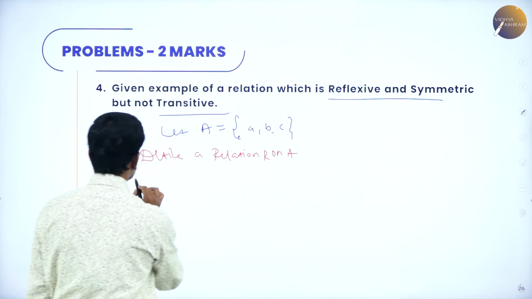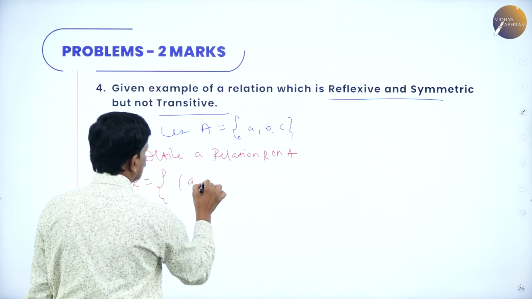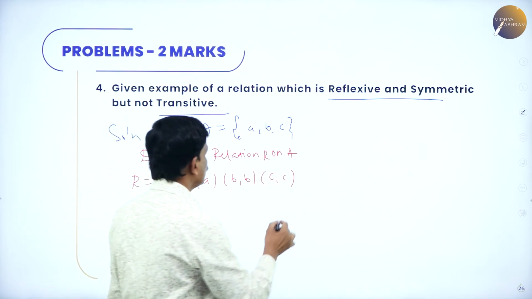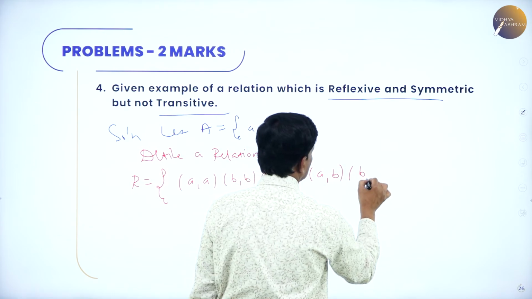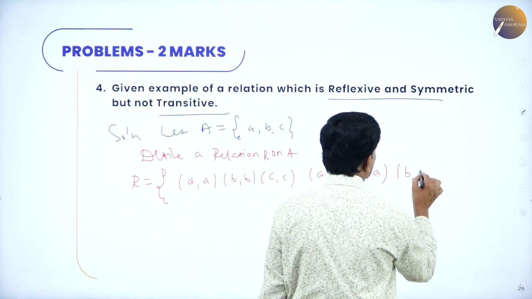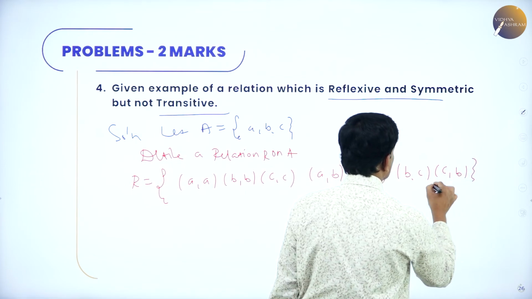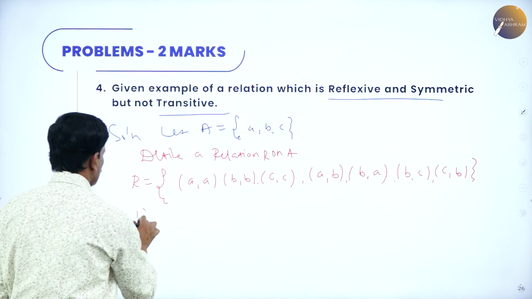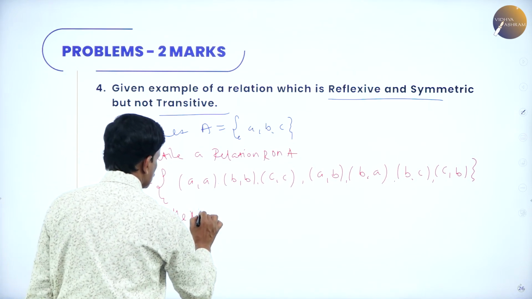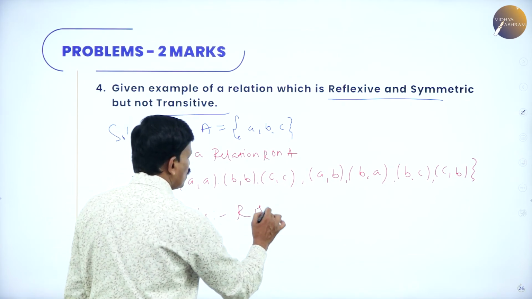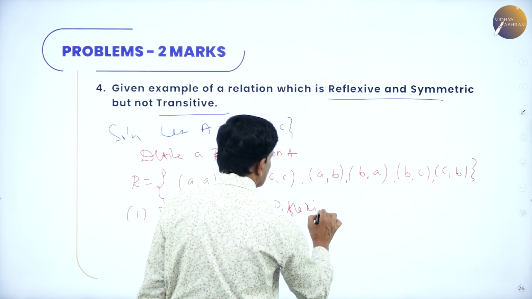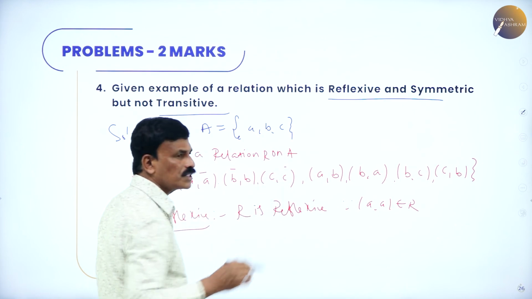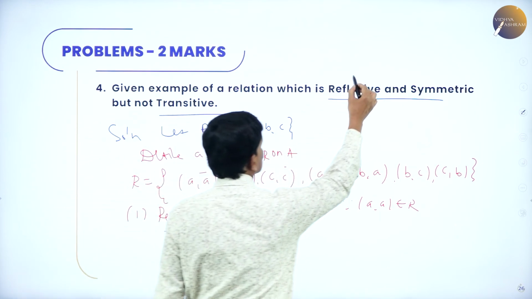Define a relation R on A as R is equal to the elements A comma A, B comma B, C comma C, and A comma B and B comma A, and B comma C and C comma B. Now verify, one by one, whether it is reflexive. R is reflexive because A comma A, B comma B, C comma C all belong to R, therefore it is reflexive.